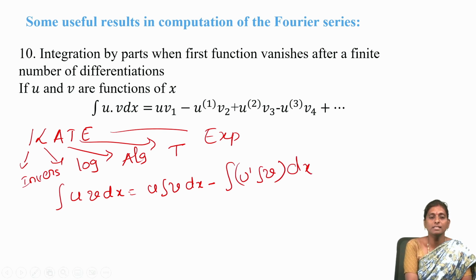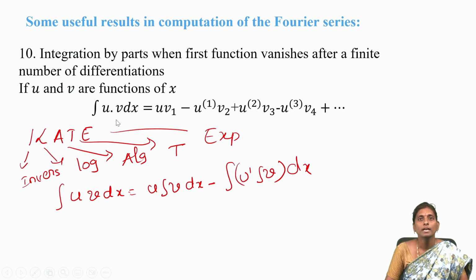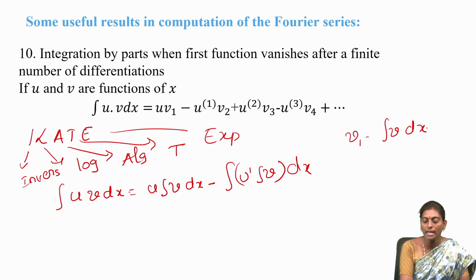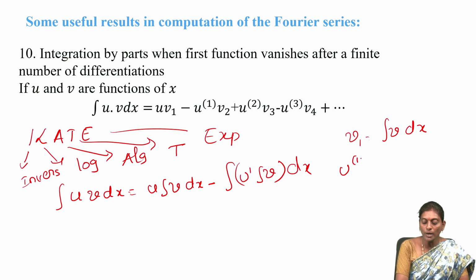This is the basic integral by parts of two functions. So instead of this one, I here give one more formula: integral of uv dx is equal to uv1 minus u1 v2, and so on. What does v1 mean here? Integration of v with respect to x. What is u1? It is the differentiation of u.